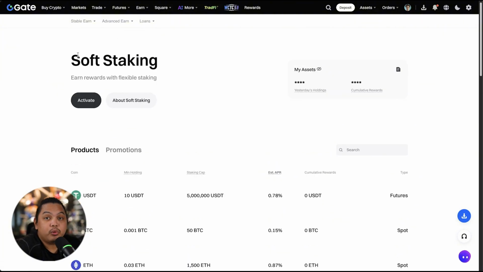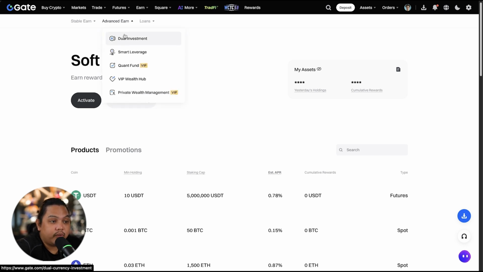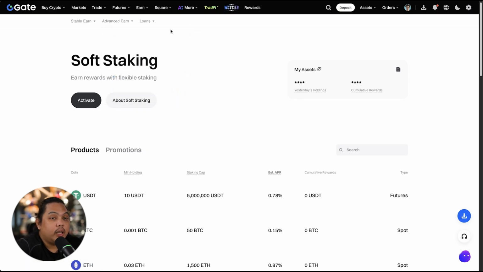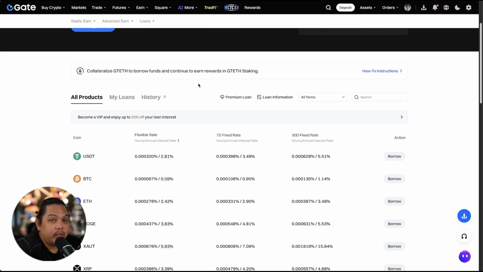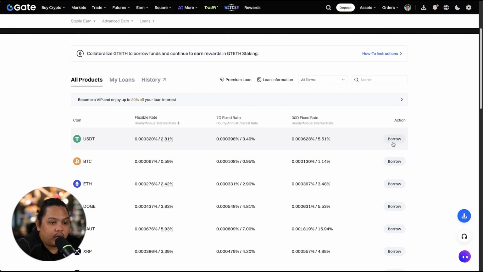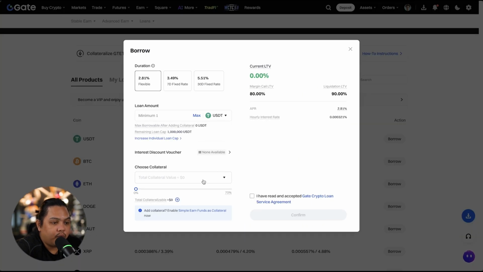They also have other advanced earn strategies wherein you can invest using dual investment, smart leverage, quant fund, VIP wealth hub, and private management. The APR or the yield here varies and the risk also varies. Gate also facilitates loans using your collateral, so you can enable crypto loan and select your desired borrowed token like USDT. So just click on borrow and then you can choose your collateral over here, your loan amount, and your rate.